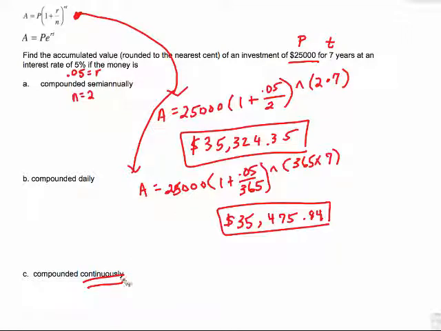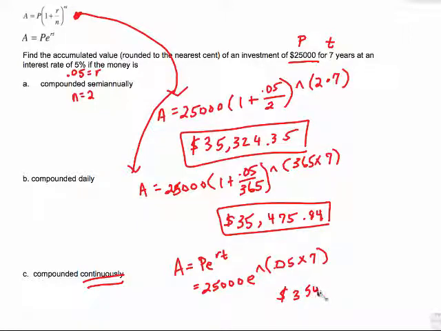Now, compounded continuously says I get to use the PERT formula, which is just a little bit shorter. So it's still the 25,000. E is E. And when you do E to the caret comes up and the parentheses come up automatically. The rate is still 5%, so that's 0.05 times T, which is 7 years. Enter this as you see it. You should remember to get E to come up on the calculator. You hit second ln, and we get $35,476.69. So compounding continuously gets you the most money.